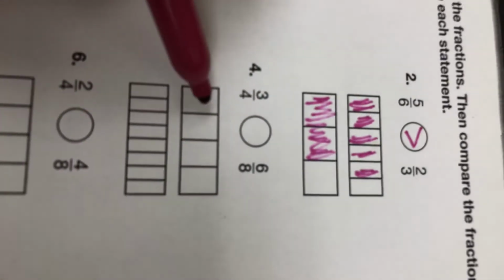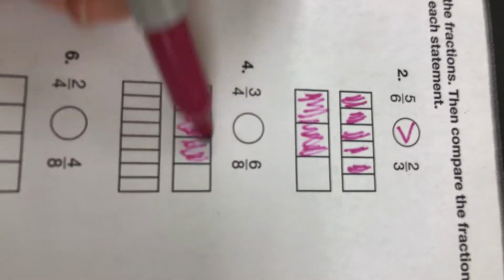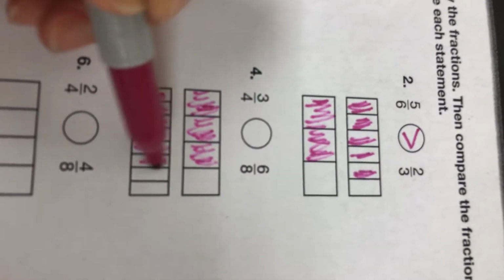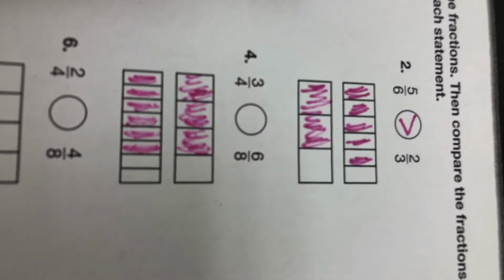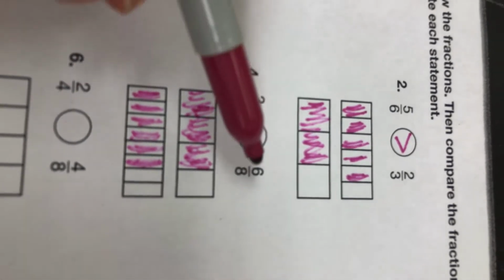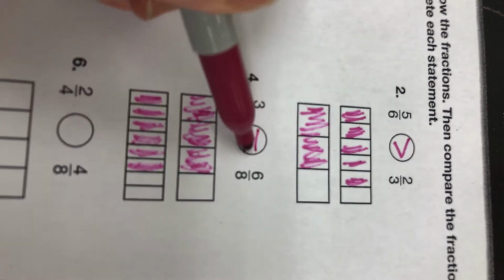Okay, so if I shade in 3 of my 4 and 6 of my 8, I'm gonna notice that they actually take up the same amount of space. That's because these are equivalent fractions. If I did 3 times 2, I would get 6, and 4 times 2, I would get 8. So that would be an equal fraction.